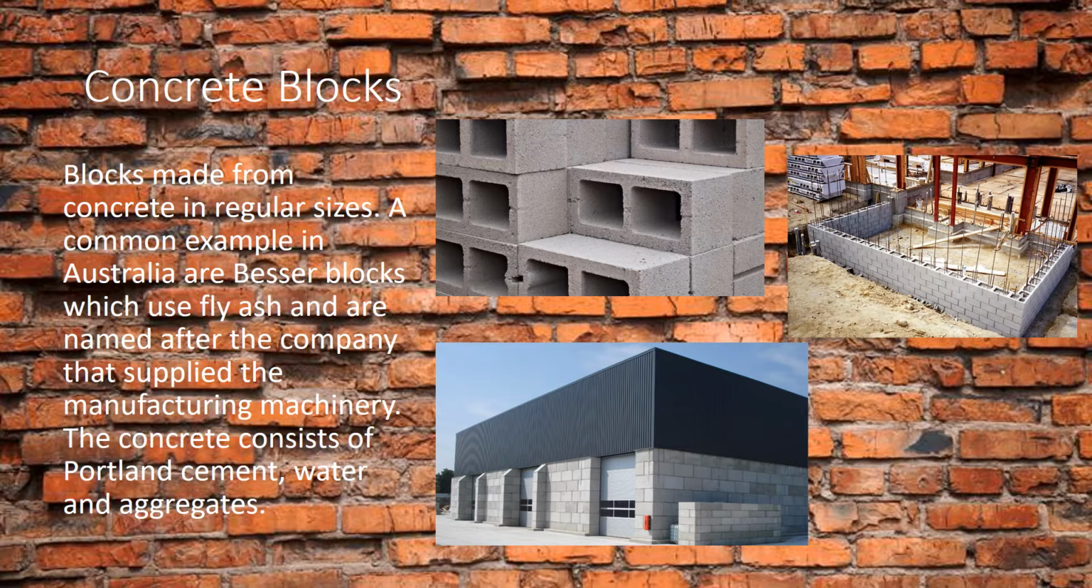Concrete blocks are another very common material. They are cast concrete blocks that come in many regular shapes. A common example in Australia are Besser blocks, which use fly ash, and are named after the company that supplied the manufacturing machinery. The concrete consists of Portland cement, water and aggregates.